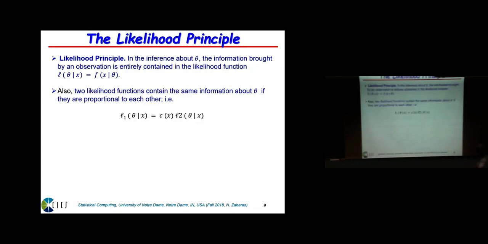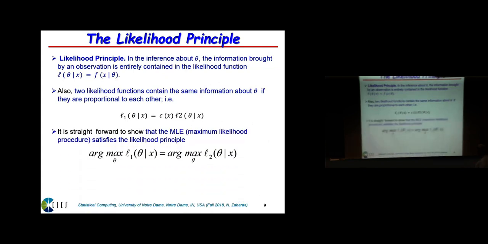Nothing Bayesian up to now, okay? So I see another typo there. So let me define the likelihood principle. In the inference about theta, the information brought by an observation is entirely contained in the likelihood function, okay?